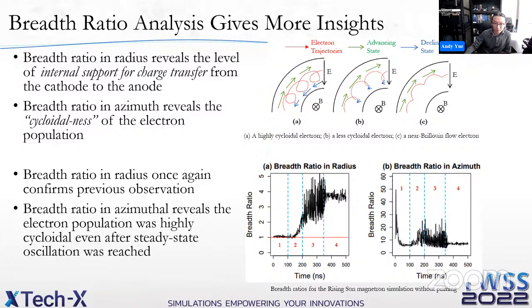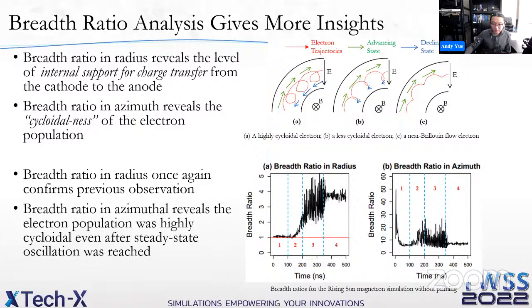And the breadth ratio in azimuths reveals the cycloidalness of the electron population. It not only reveals, it actually quantifies it, because the ratio is a simple number. As shown in this illustration on the top right, subplot A shows a highly cycloidal electron trajectory. In this case, a significant portion of the electron trajectory is in the declining state, as indicated by the blue arrows.